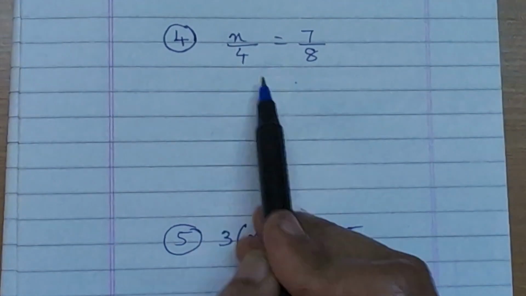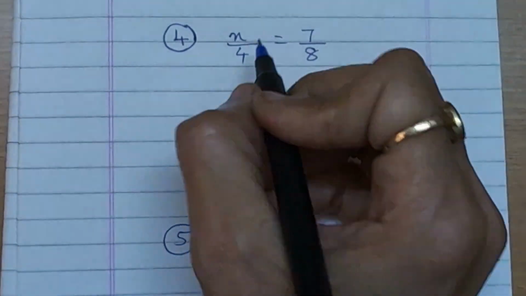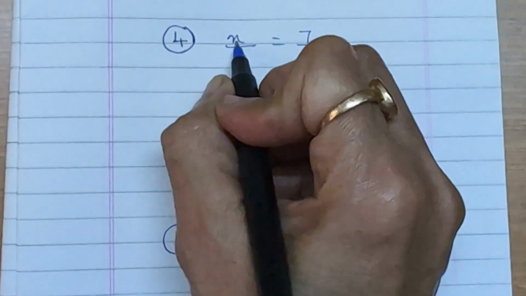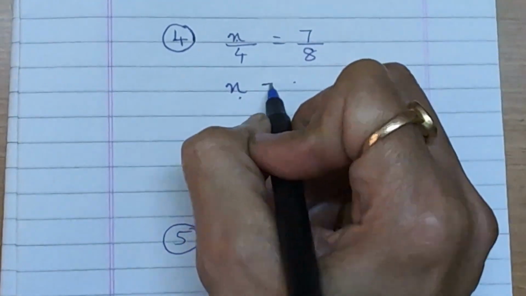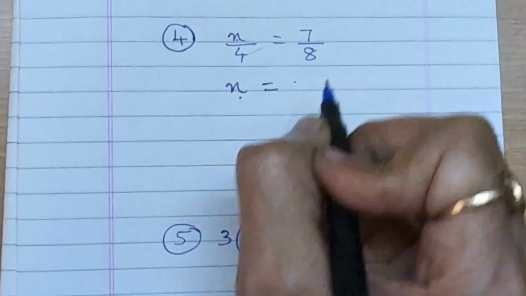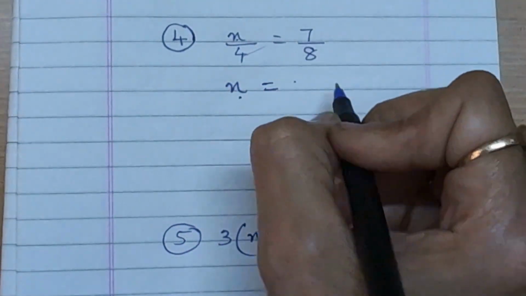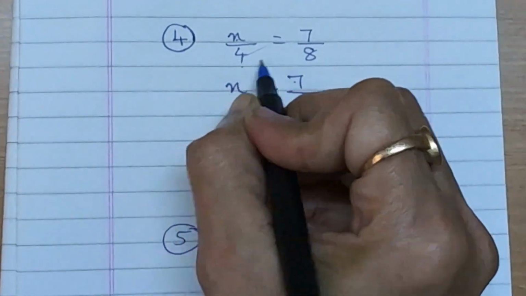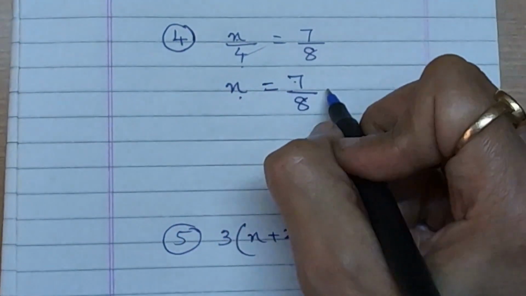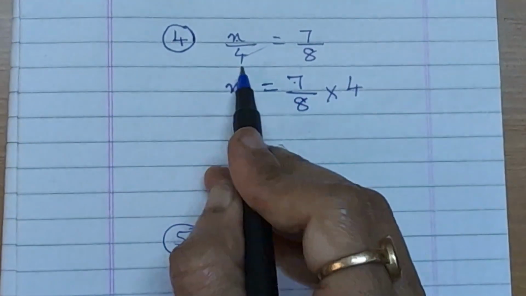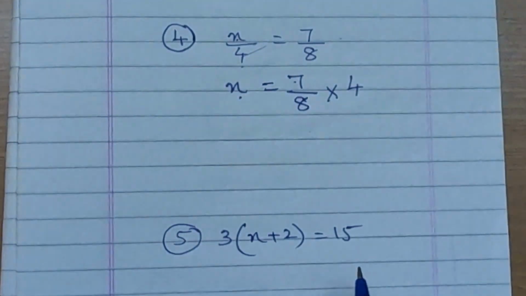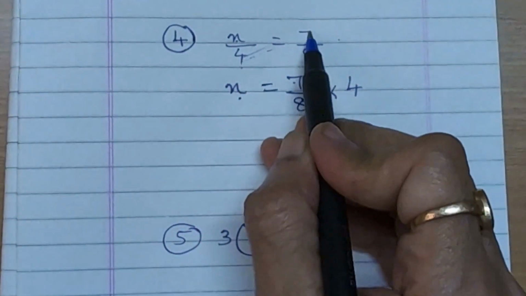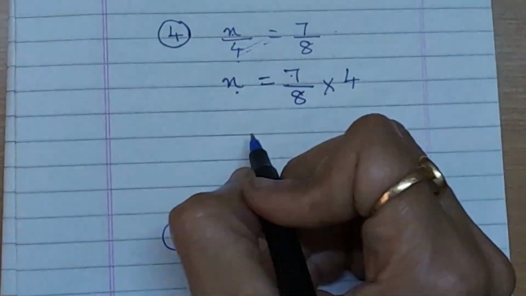Next question, x by 4 equal to 7 by 8. Now we want x, so we will keep x in LHS. This 4 we will shift to RHS. Now in RHS we have 7 by 8, and this is upon 4. When this 4 comes to RHS, it will get multiplied. If the number is at the bottom it will go on top, and if it is on top it will go to the bottom. So 7 by 8, this 4 gets multiplied. So 7 by 8 into 4.